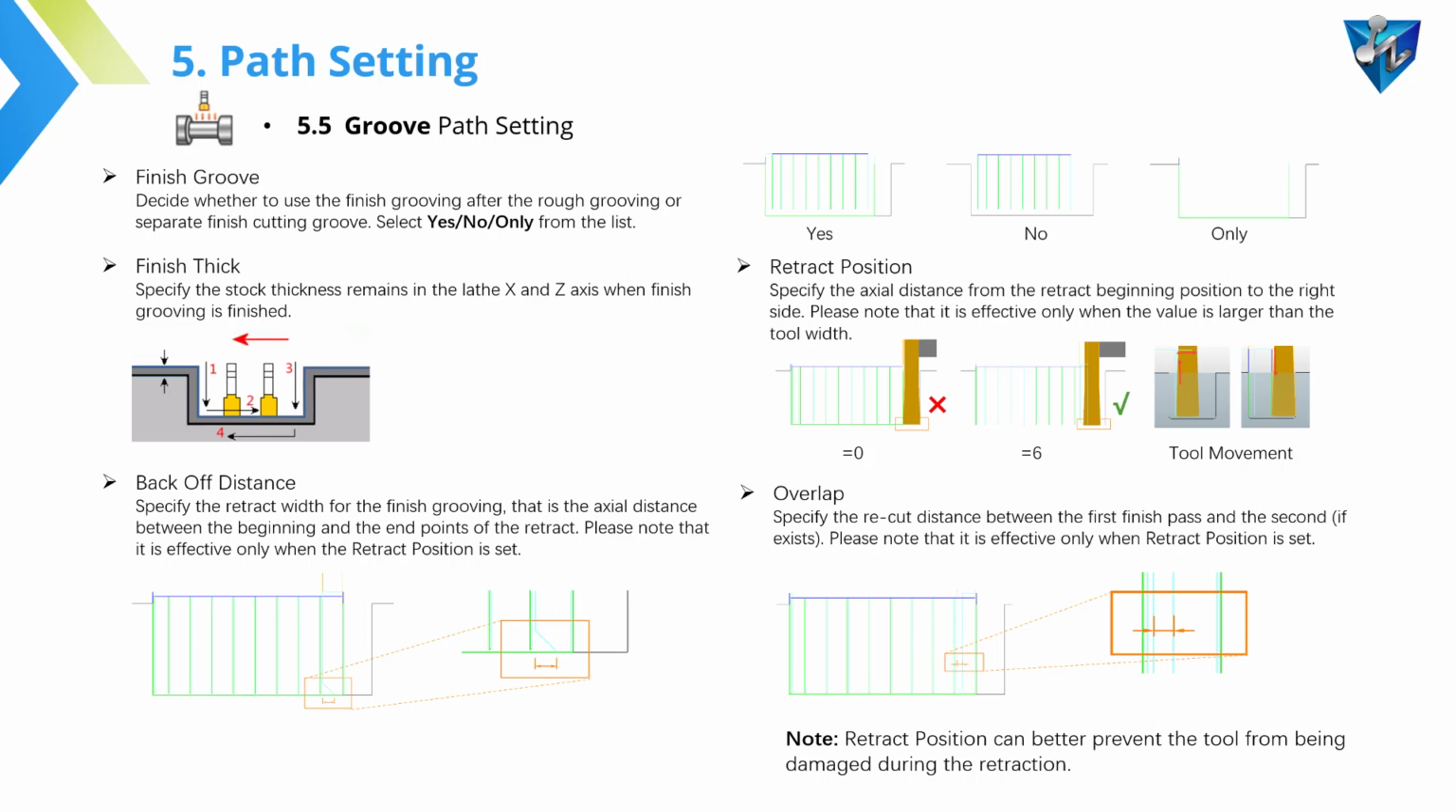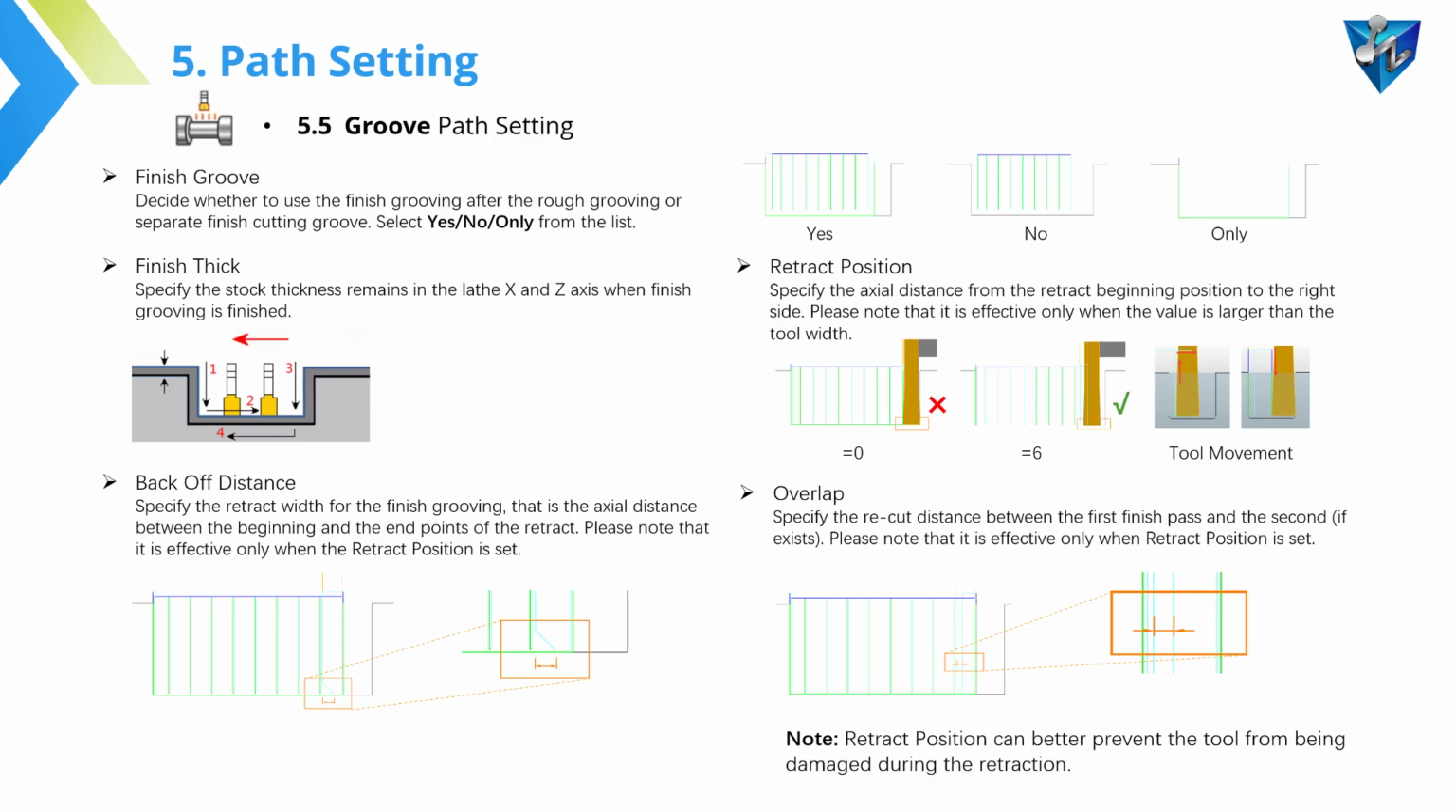Finish thick lets you specify the stock thickness that remains in the lathe's X and Z axes once the finish grooving is completed. Retract position is the parameter that specifies the axial distance from the retract beginning position to the right vertex for the first finish pass. If the input value is shorter than the actual tool width, the finish grooving will machine the groove only once, otherwise, it will machine twice.